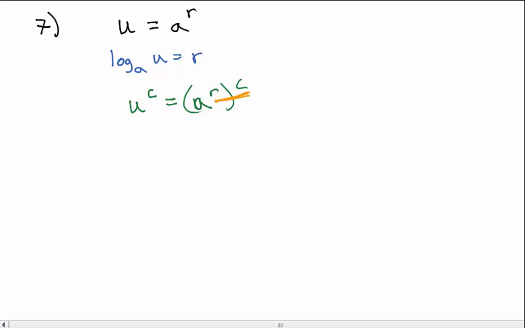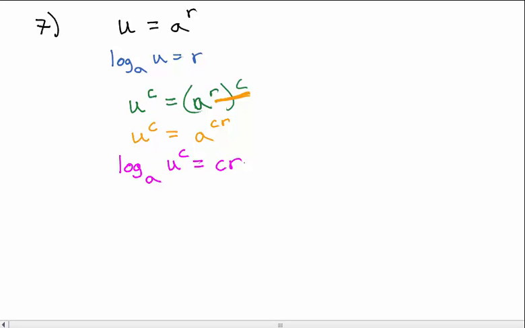We have an exponent property that says we can multiply those two exponents together. We really have a to the cr. I'm just going to put it alphabetically. So if we rewrite this as a log, we want to make the base a. So log base a of the other side, which would be u to the c, must be equal to the exponent on our base, which is cr. So you can see if we rewrote this, it would be a to the cr equals u to the c.